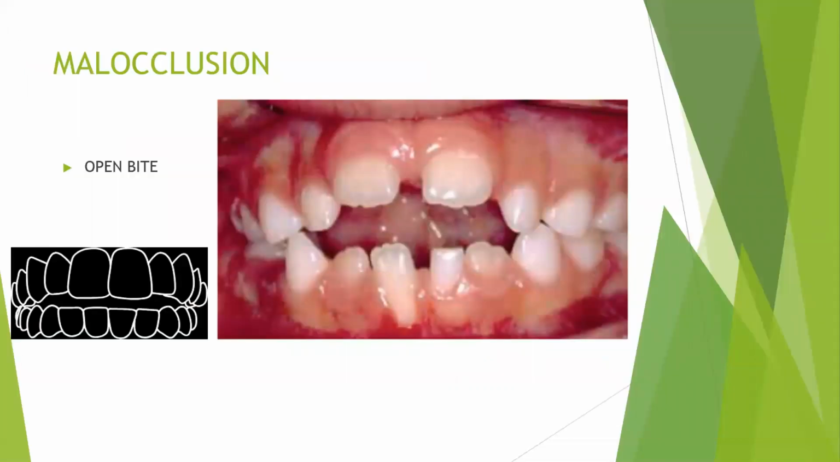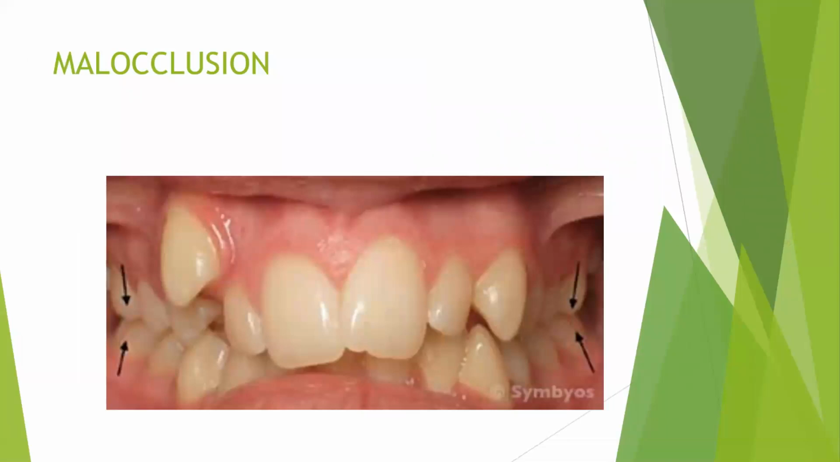An open bite, here you see that the teeth do not come together in the front. You kind of see the tongue trying to protrude through the upper and lower segments. Severe crowding, you see that there's a deep overbite, there's crowding where the upper canine cannot come into the occlusal plane.